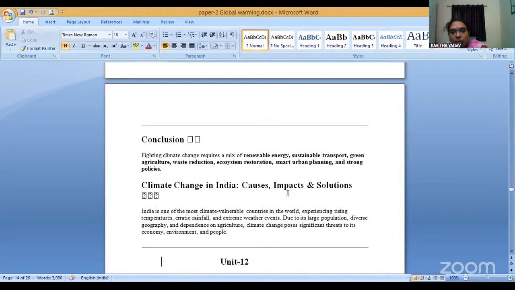India is one of the most climate-vulnerable countries in the world, experiencing rising temperatures, erratic rainfall, and extreme weather events due to its large population, diverse geography, and dependence on agriculture. Climate change poses a significant threat to its economy, environment, and people.